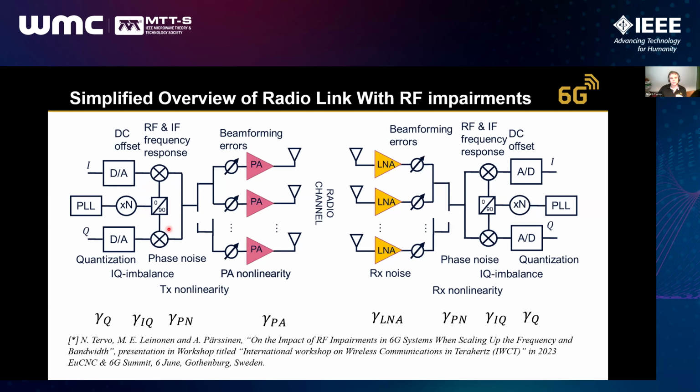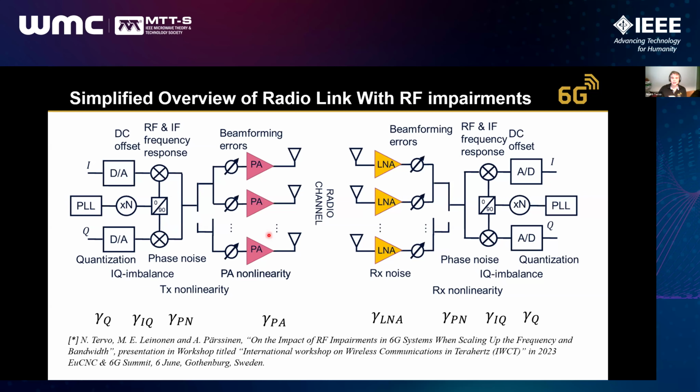Then you can have also beamforming errors. So you have phase shifters that are not ideal. You can have VGAs or amplitude control that is not ideal, and they also cause a little bit of impairments to the signal, depending on how you think about it. And in the transmitter side, you have also power amplifiers that usually drive antenna elements in these frequencies quite directly. And they, of course, are nonlinear by nature and cause nonlinear distortion to the signal.